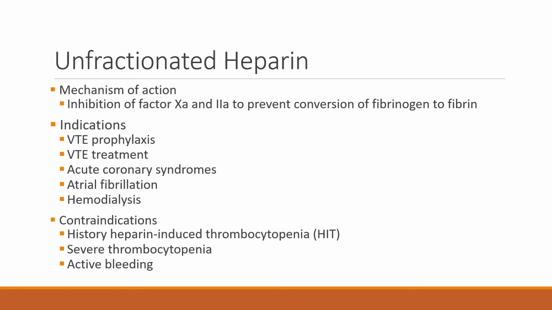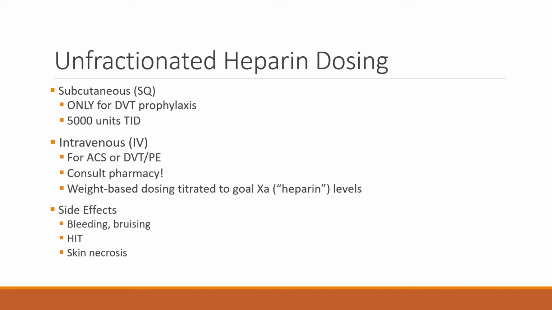And then, of course, patients with active bleeds should be very cautious in using. So for dosing, it can be administered subcutaneously, and really this is only for DVT or VTE prophylaxis. It's usually administered 5,000 units TID. And then we have intravenous or IV administration, which is for ACS or DVT-PE.